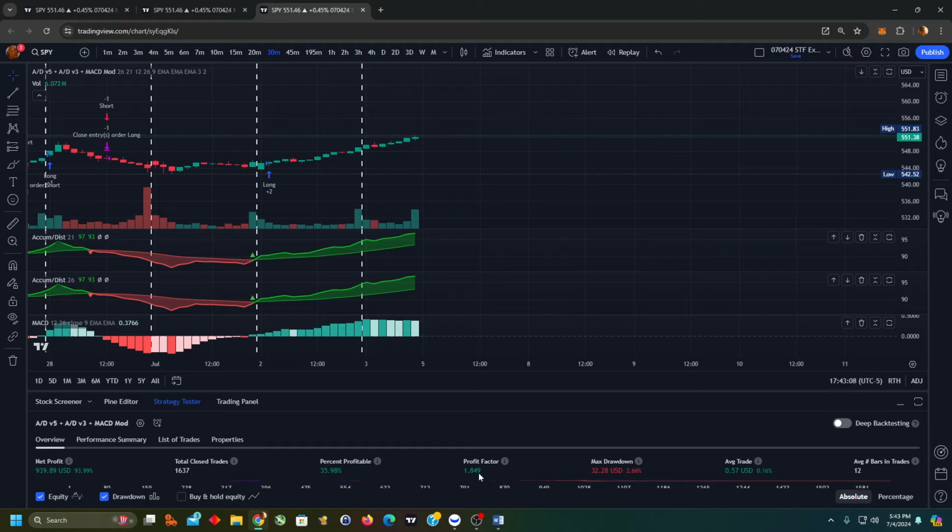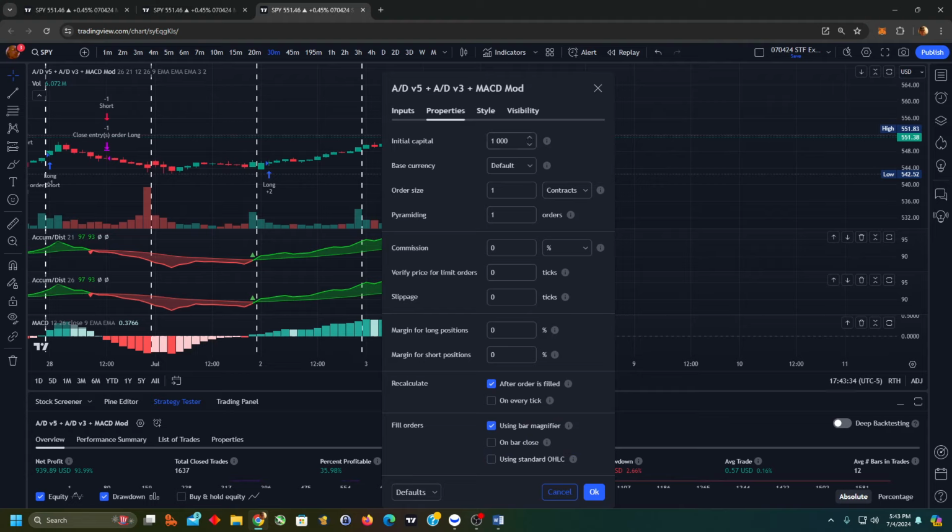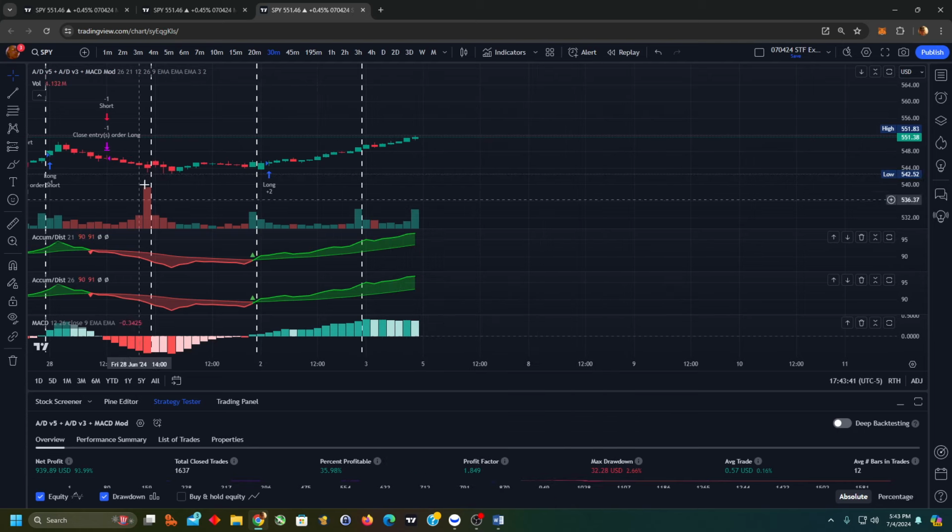So what does that mean? It means even though it loses about 2/3 of the time, when it wins, it wins big enough to more than make up for that. A profit factor of 1 would be break even. Anything below 1 would be a losing strategy, right? You can see here the net gains that this has made. This is with a $1,000 account, trading one contract of the S&P 500 or the SPY ETF.